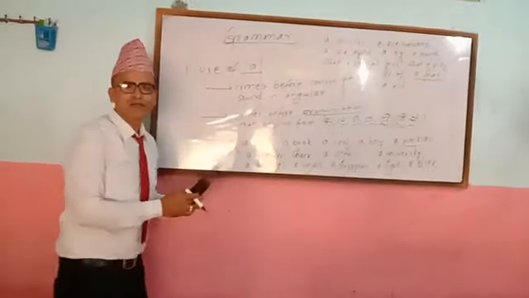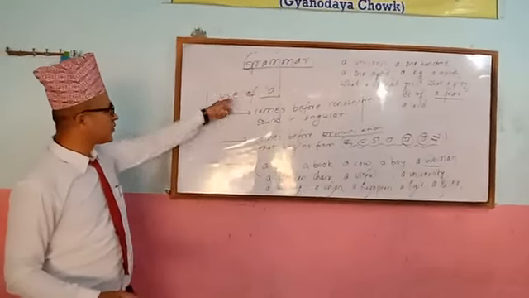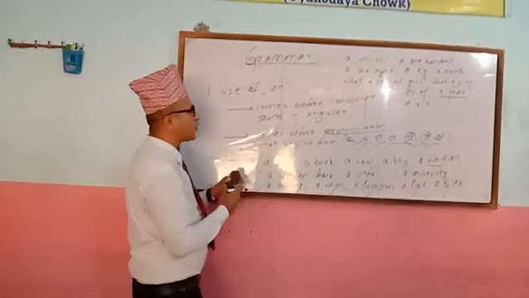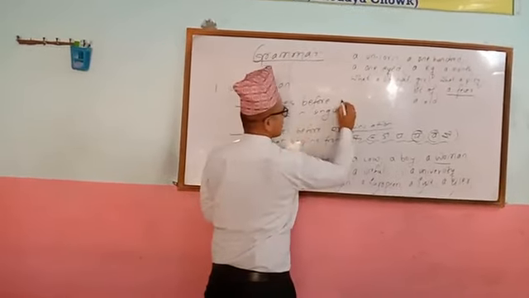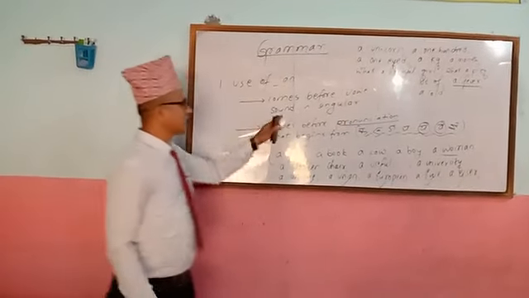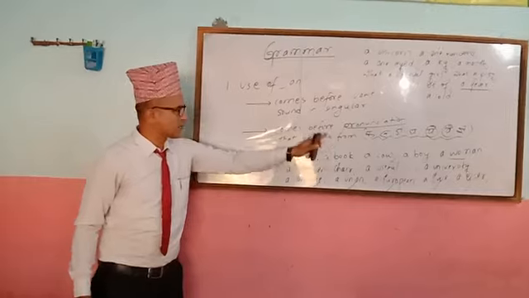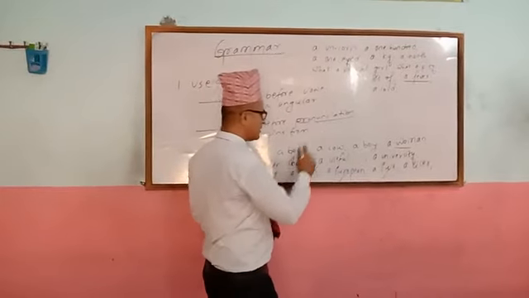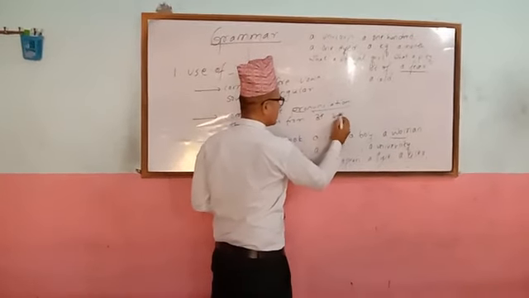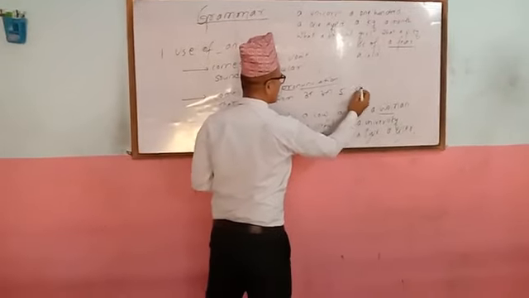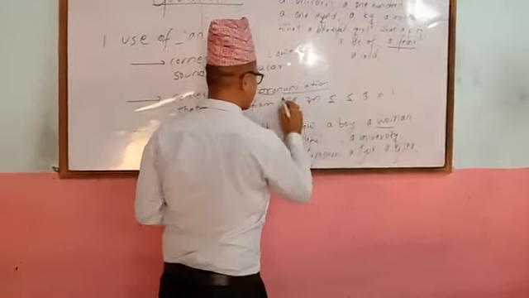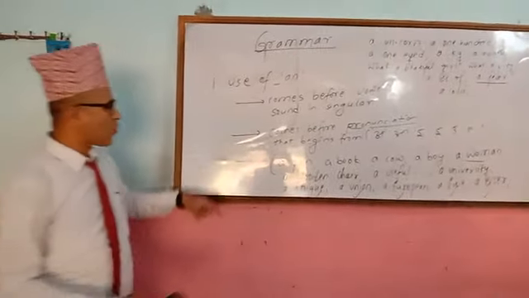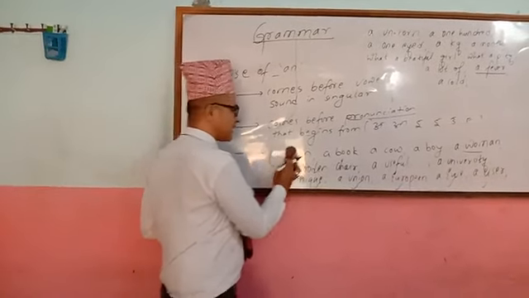Now let us go to the use of an. This comes before a vowel sound in singular, and comes before the pronunciation that begins from what we call swar varna in Nepali. We know A, I, E, U, like that. So let us now know the examples of using an.